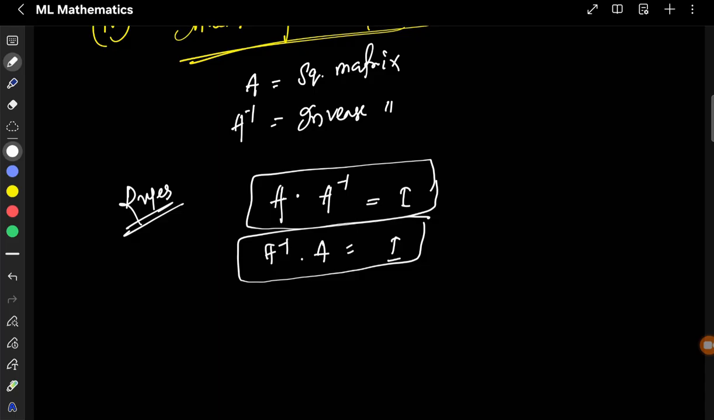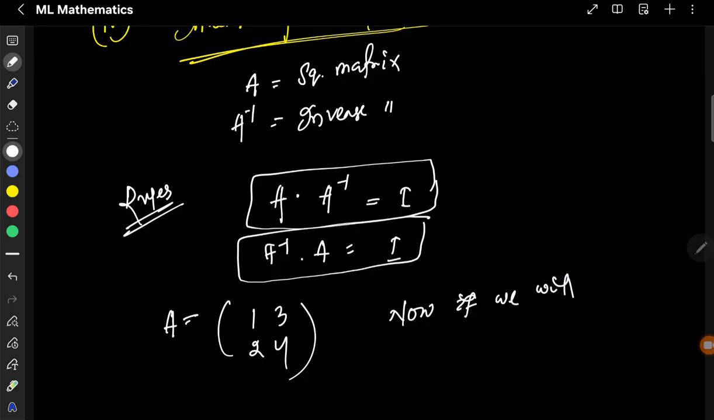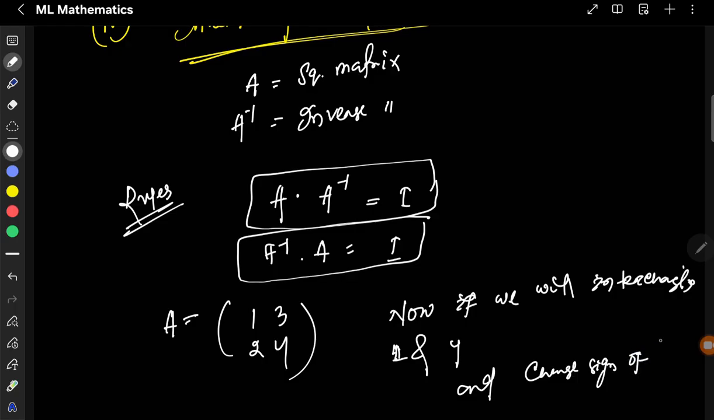The formula is, if you have a matrix which is nothing but 1 3 2 4, we will interchange 1 and 4, and change the sign of 2 and 3.